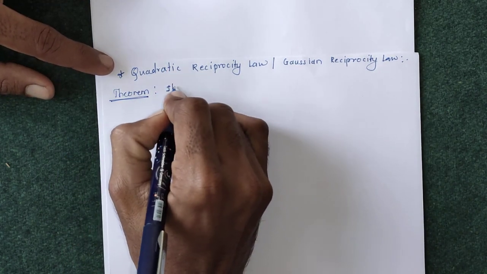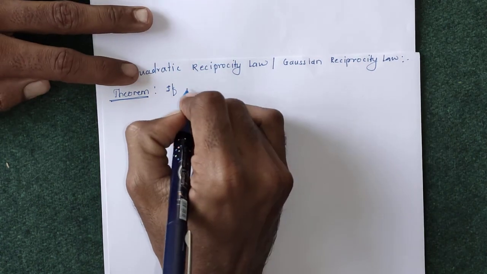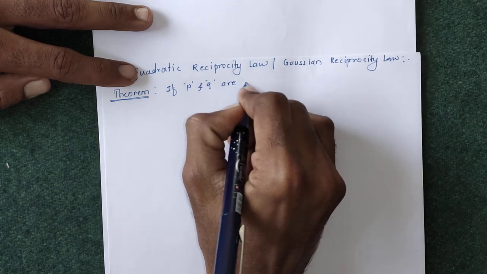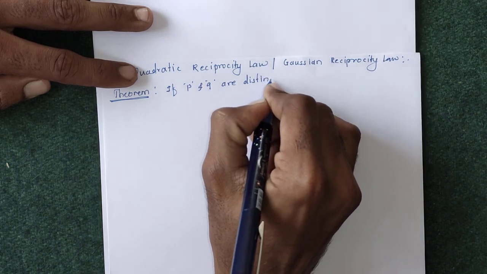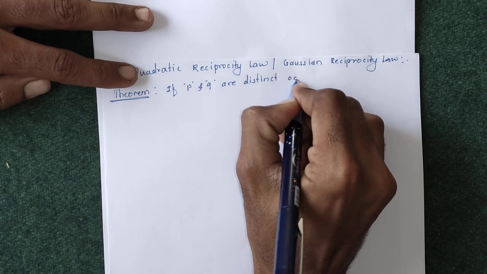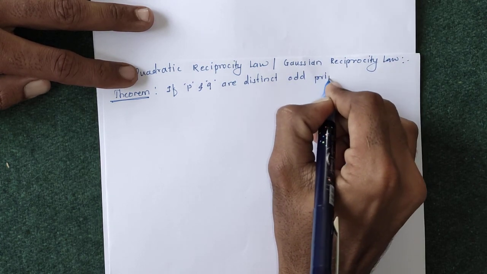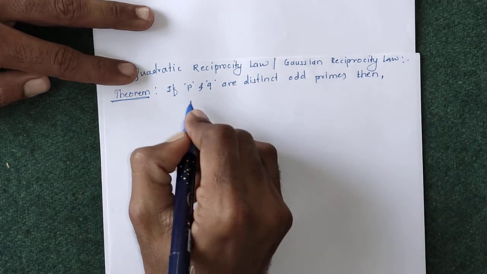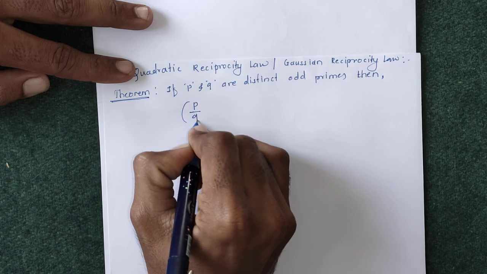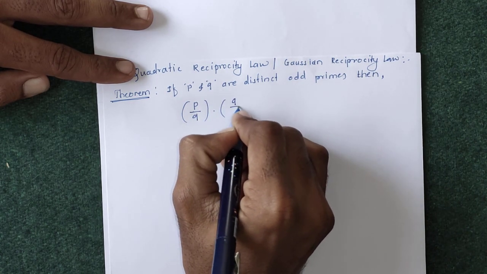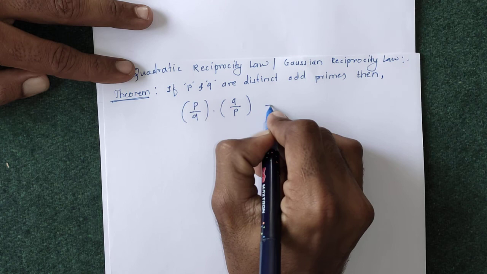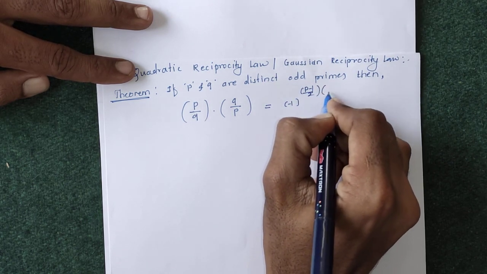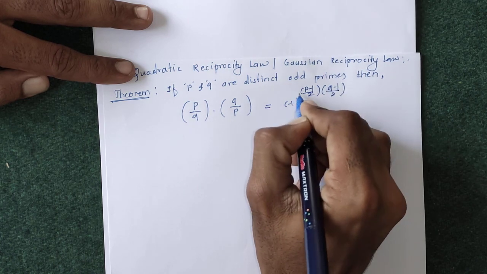If p and q are distinct odd primes, then the Legendre symbol of p and q into the Legendre symbol of q and p is equal to minus 1 raised to (p minus 1)/2 into (q minus 1)/2.